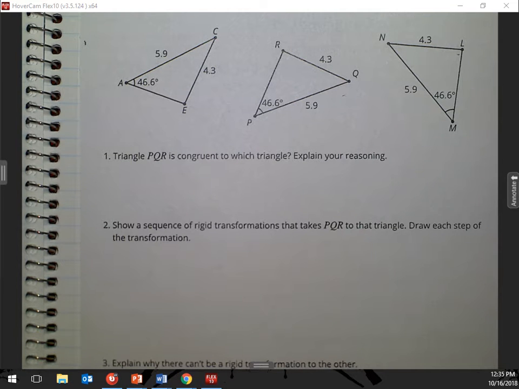Alright, for the sake of the video, I'm going to be using the markers so you guys can see a little bit better. Now, we're going to identify which ones are going to be congruent.